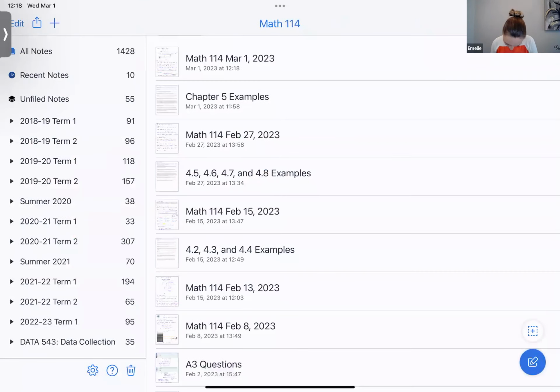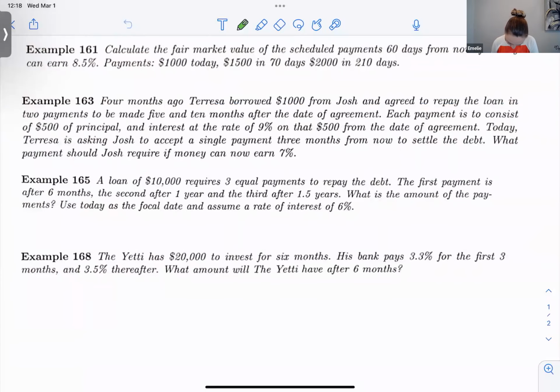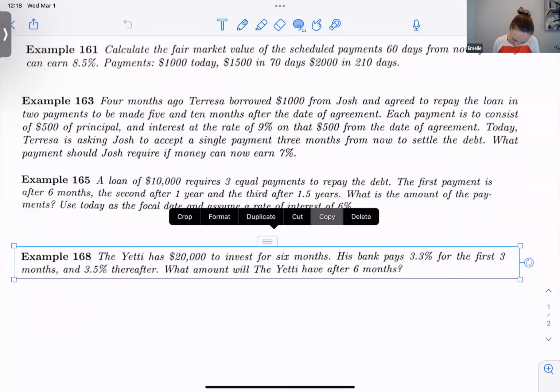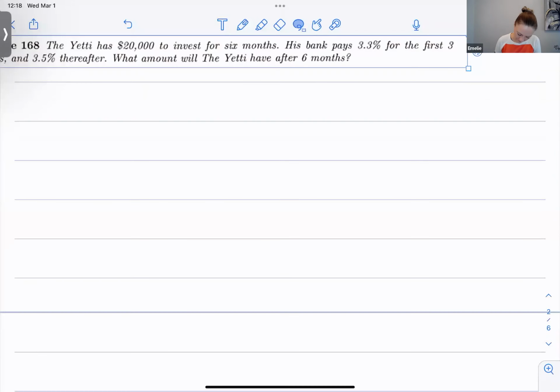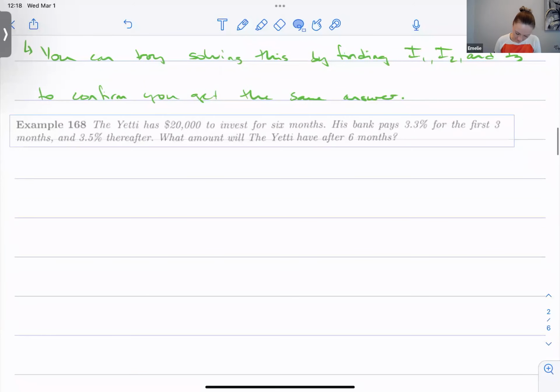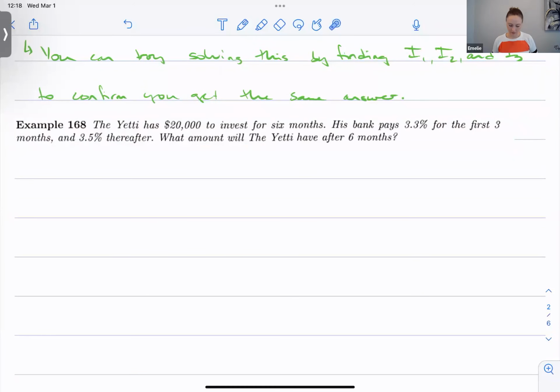Okay, another quick example. The Yeti, with 2 T's, has $20,000 to invest for 6 months. Wow. His bank pays 3.3% for the first 3 months and 3.5% thereafter. What amount will the Yeti have after 6 months?